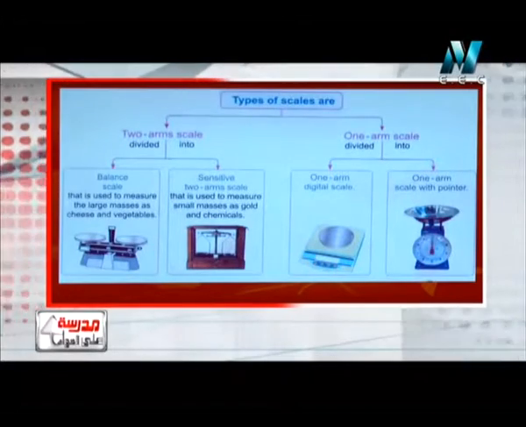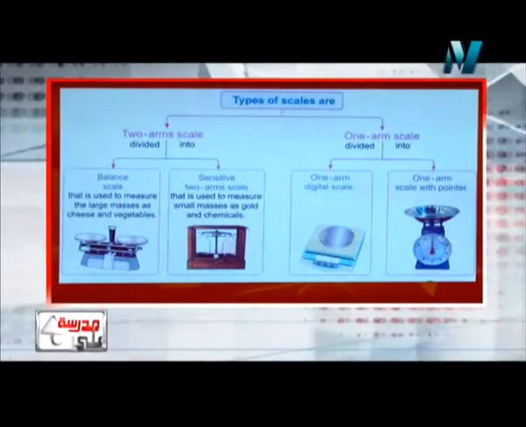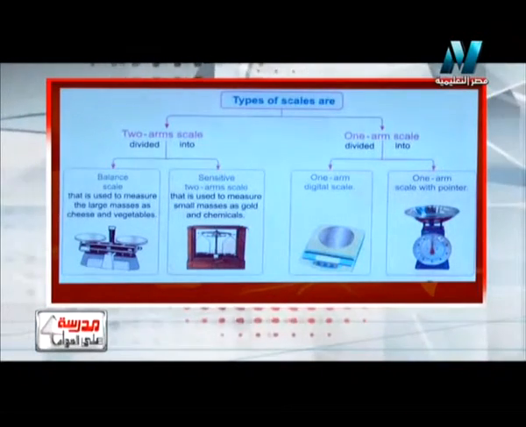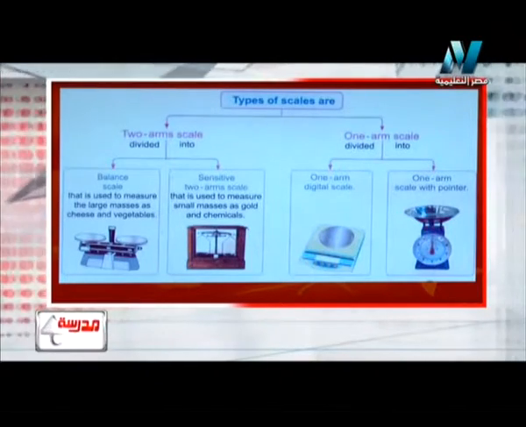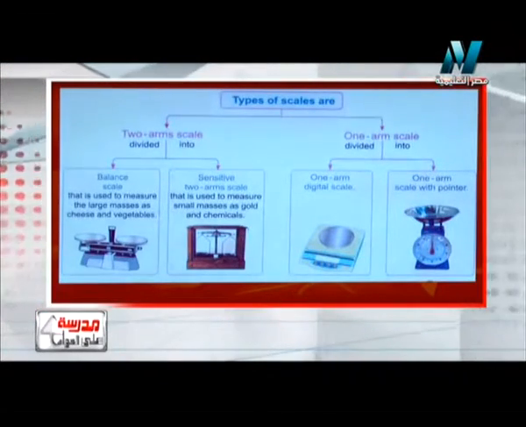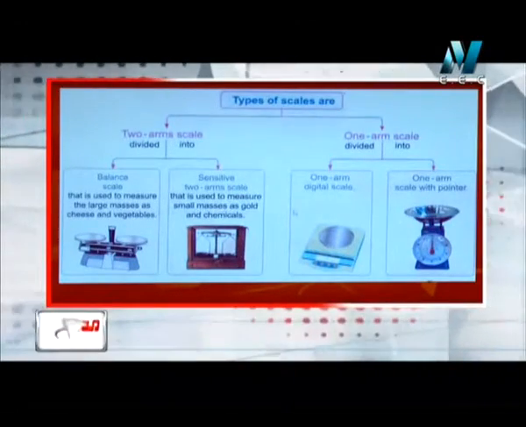But already we have studied two types of scales in this lesson: two-arm scale and one-arm scale. Two-arm scale, which is divided into balance scale and sensitive two-arm scale. One-arm scale, which is divided into one-arm digital scale and one-arm scale with a pointer.